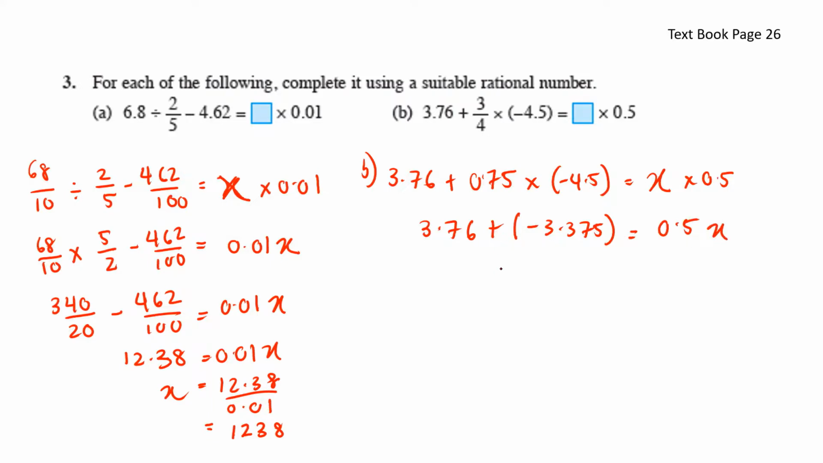Solving the left-hand side gives us 0.385 because positive and negative. So we will take 3.76 minus 3.375. So we'll get this on the left-hand side equals to 0.5x. In order to get x, we'll have to move 0.5 to the other side, which will become a divide. So here we'll have 0.385 divided by 0.5. And that will give us 0.77.